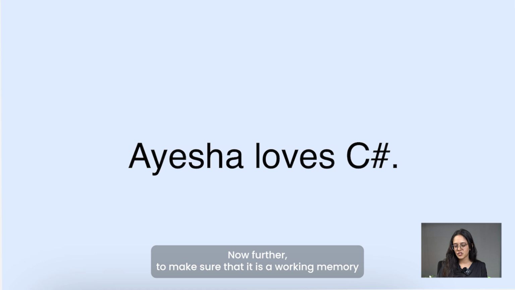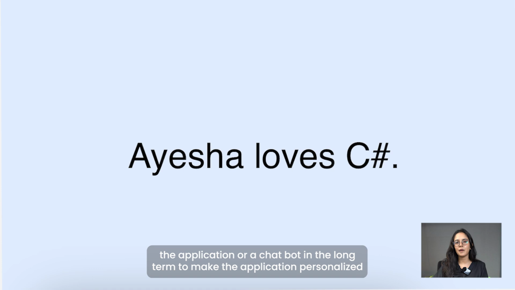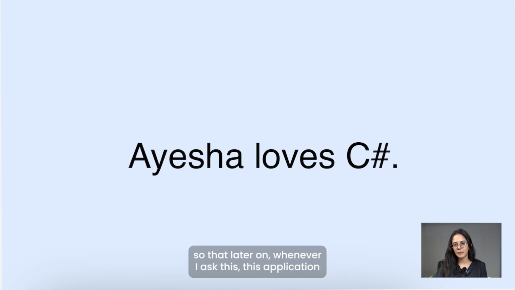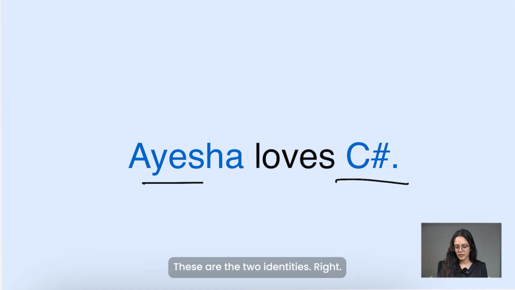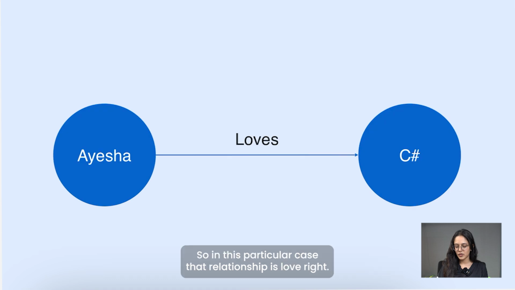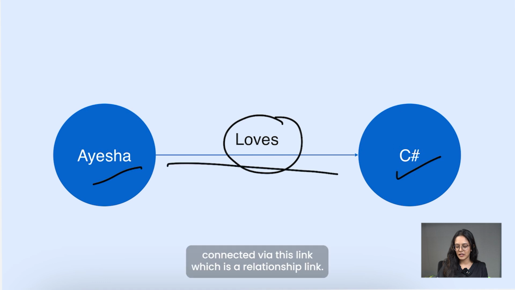Further, to make sure it is a memory that serves the application in the long term and makes it personalized, so that whenever I later ask this application to generate code for me it always does that in C#, it needs to identify the entities. The entities in this case are Ayesha and C#. These two entities create a relationship, and in this particular case that relationship is love. So Ayesha is one entity and C# is another entity, and they are connected via a relationship link: Ayesha loves C#.